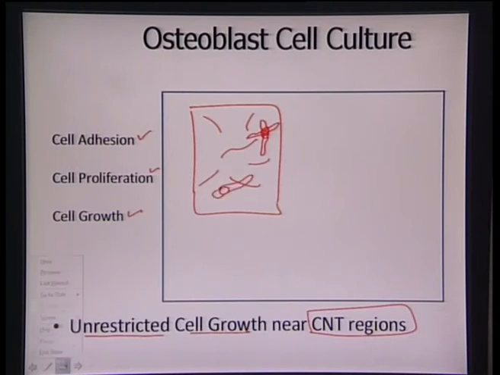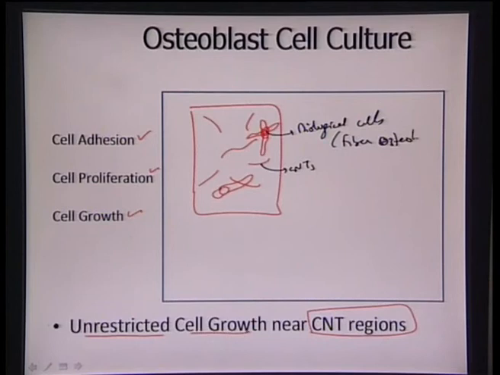So even once we have some CNTs over here, and all these are biological cells, which are nothing but fibroblast osteoblasts, these cells are growing without any hindrance. So that means that CNTs are not creating toxicity. Otherwise, had they been toxic, then we wouldn't see any osteoblasts growing onto the hydroxyapatite surface.